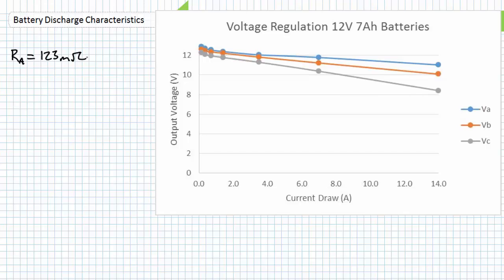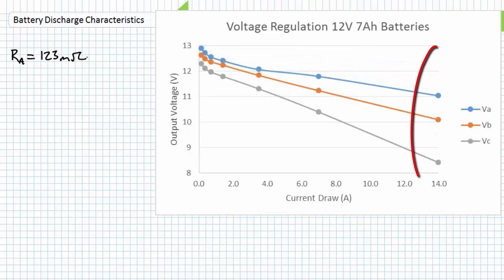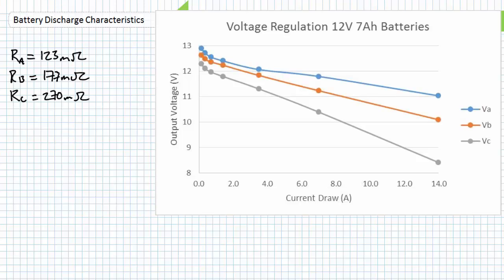When viewed from a distance, the voltage regulation of these three batteries may not seem so bad. However, when we zoom in on the curve, we see that when compelled to supply 14 amps of current, Battery C's output voltage drops to only approximately 8.41 volts. This suggests that the internal resistance of Battery C is much greater than that of Battery A or Battery B, and more voltage is being dropped across the internal resistance when asked to supply such a large amount of current. Trend lines of Battery B and Battery C indicate these batteries respectively have approximately 177 milliohms and 270 milliohms of internal resistance.